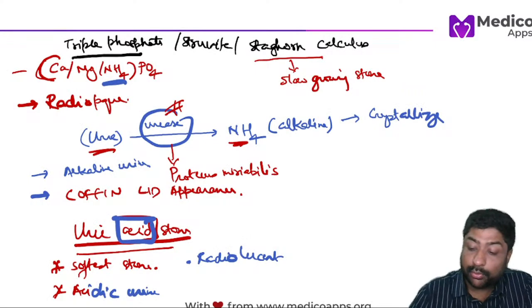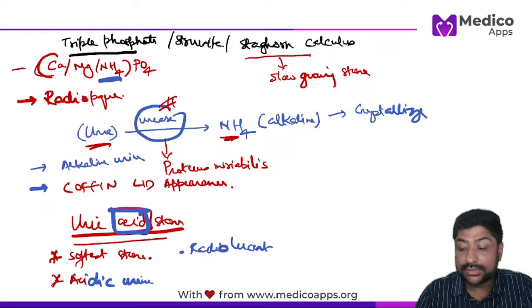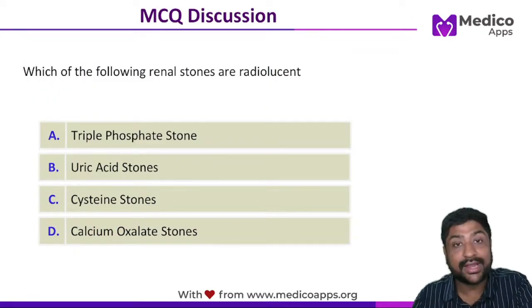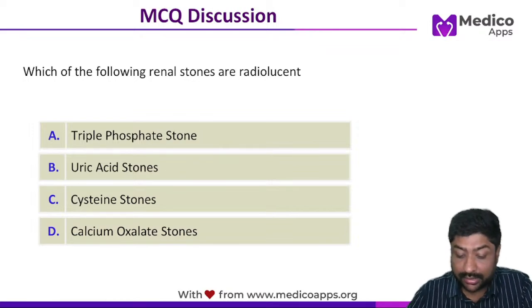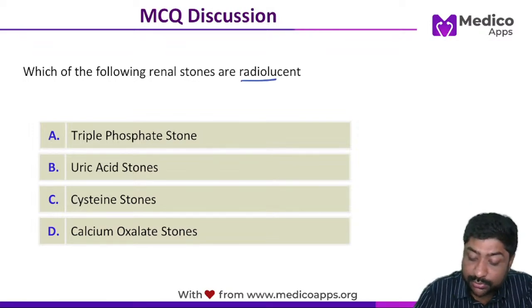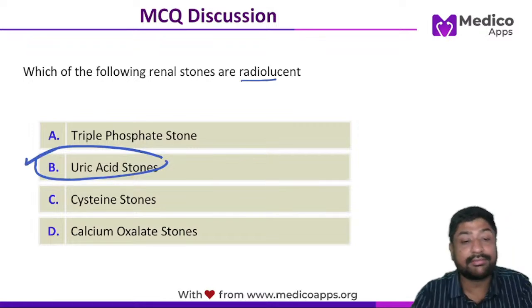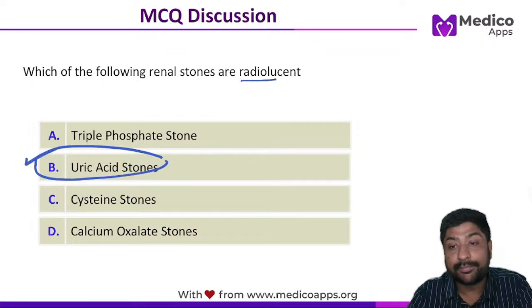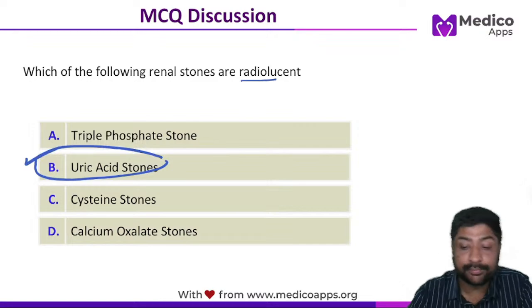So this is all about renal stones, and this was a super important topic. That's why I have taken it in so much detail. And when we talk about radiolucent stones, uric acid is one. Is everybody clear about this particular topic?